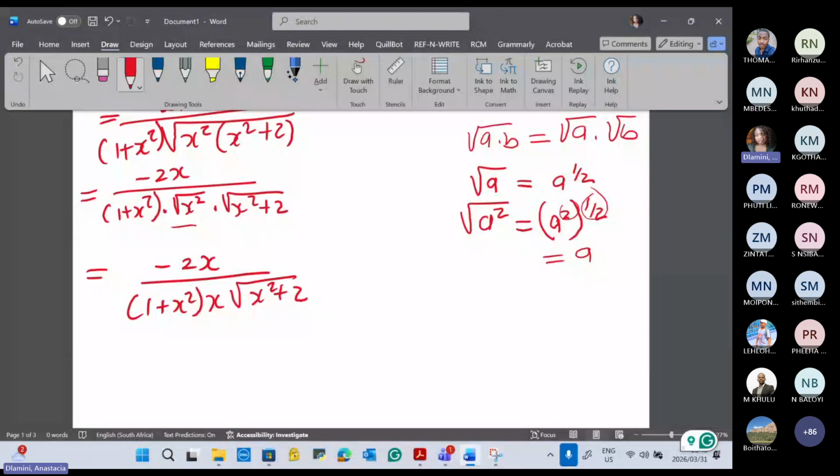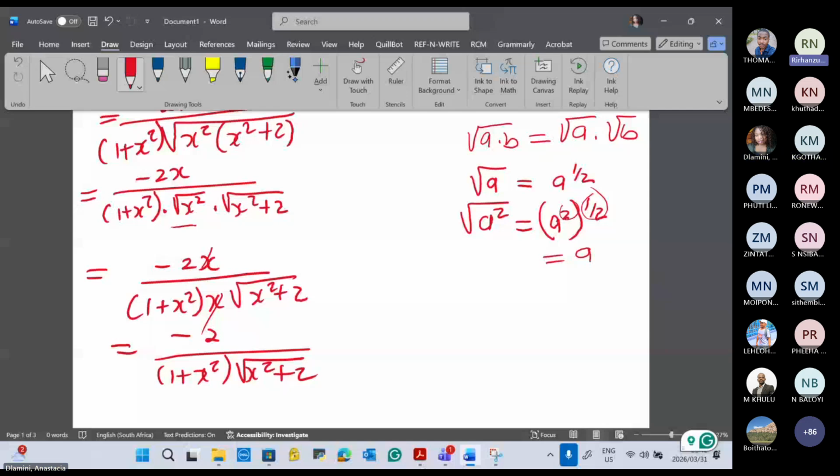Okay. So now, as you can see, the square root of x squared became x, so this x and that x cancel. So this is equal to minus 2 over 1 plus x squared, times the square root of x squared plus 2. And from here, we can't simplify further, so we can leave it like that. Is it clear, yes or no? Yes, clear. Thank you.